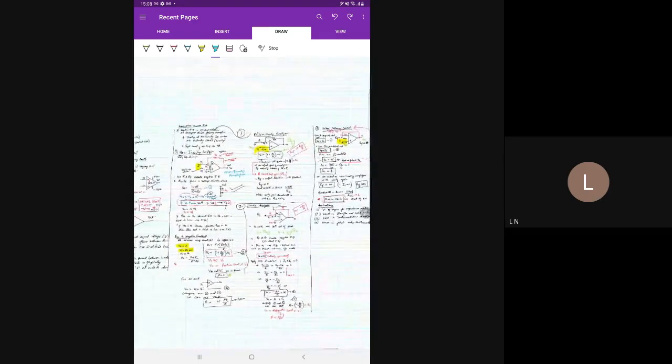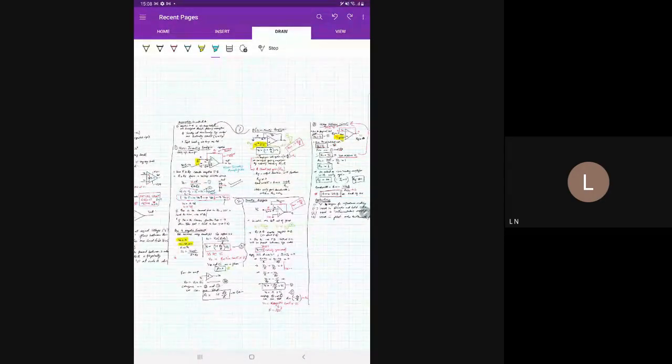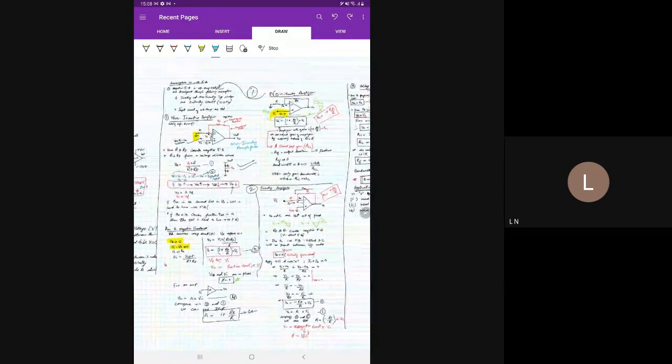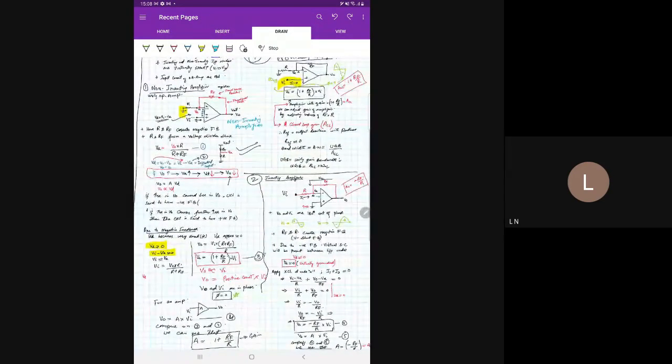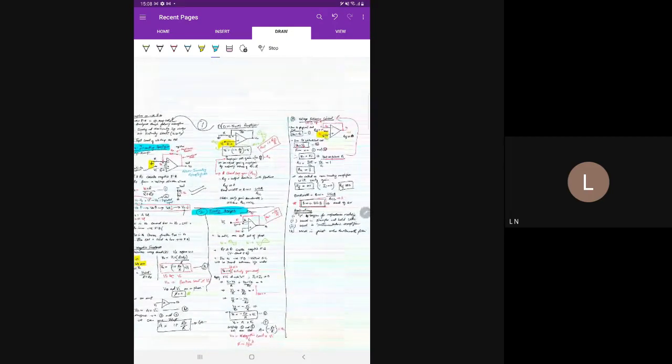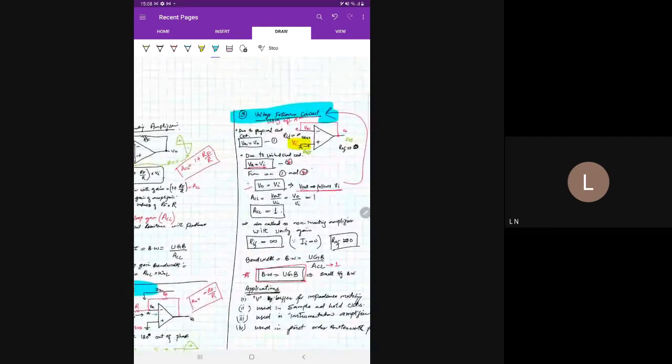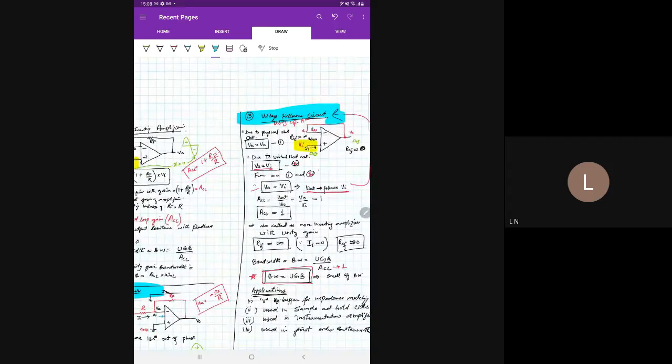So I would conclude this lecture by saying that we have discussed three different applications of negative feedback. One is the operational amplifier as a non-inverting amplifier. Then we studied the operational amplifier as an inverting amplifier. Then we also studied the operational amplifier as a voltage follower circuit.